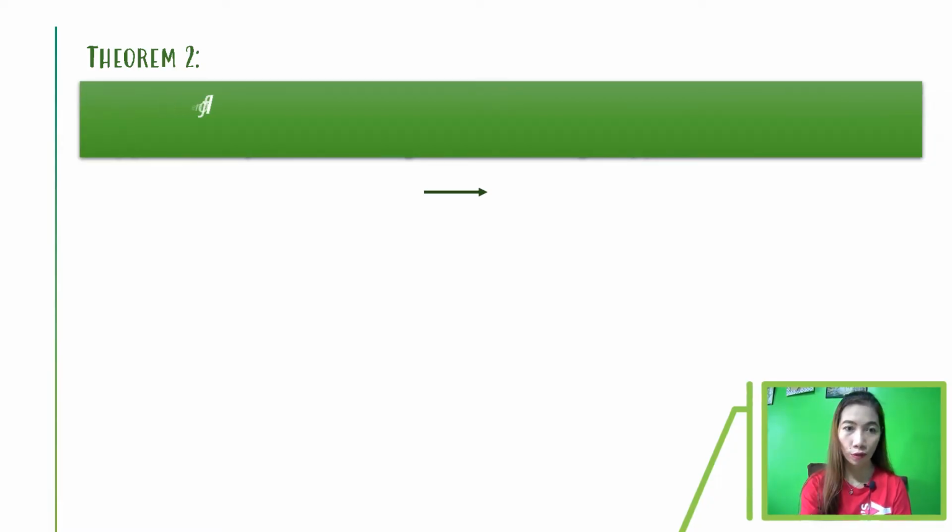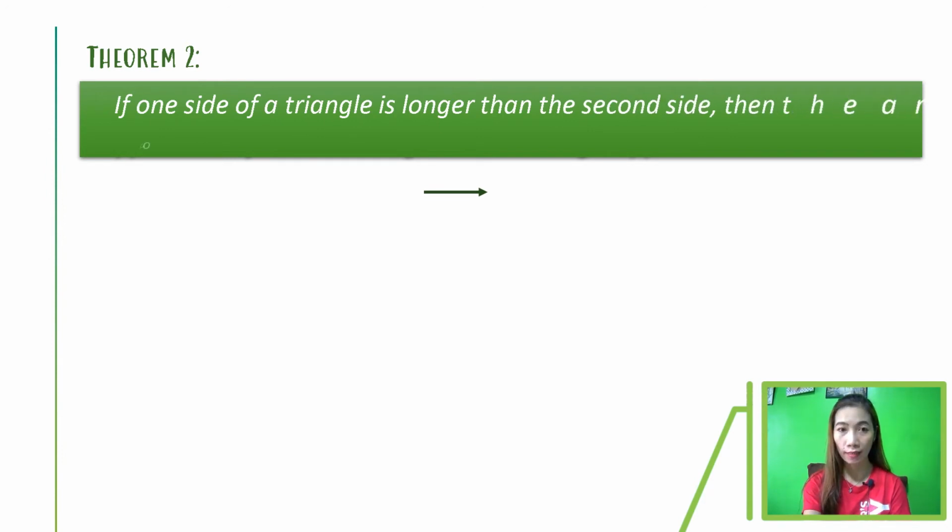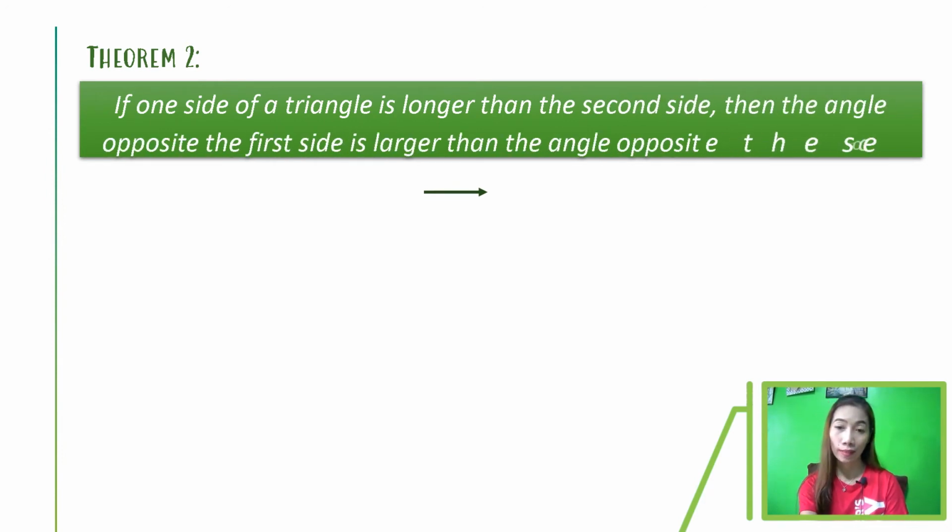Okay, for our second theorem, the statement is: if one side of a triangle is longer than the second side, then the angle opposite the first side is larger than the angle opposite the second side. So for this theorem, dito ang involved na sa atin is the side and angle. Ano yung relationship nilang dalawa? So if you know where is the longest side, you'll be able to know where is the biggest angle. Okay? So tapatan lang siya, magtatapat lang ang longest side at biggest angle.